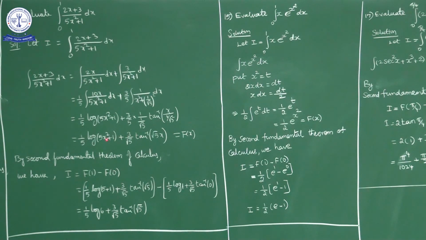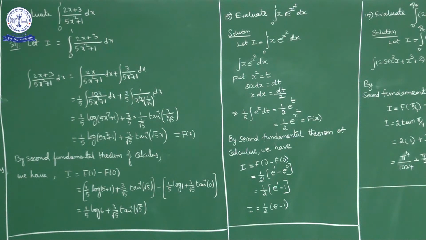In place of x if you write 0, 1 by 5 log 1 plus 3 by root 5 tan inverse of 0. Okay. Now here this first bracket, 1 by 5 log 6 plus 3 by root 5 tan inverse of root 5, minus log 1 is how much? 0. So this part is 0. Tan inverse of 0 is how much? 0. So overall this bracket is 0. F of 0 is 0. So what is the final answer? 1 by 5 log 6 plus 3 by root 5 tan inverse of root 5.